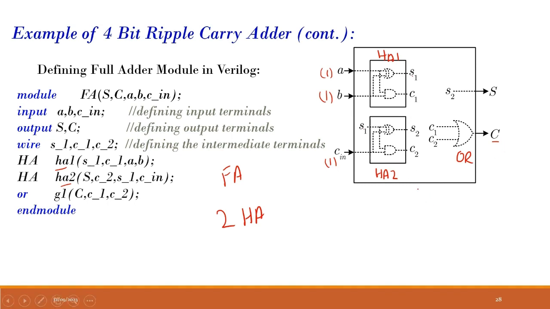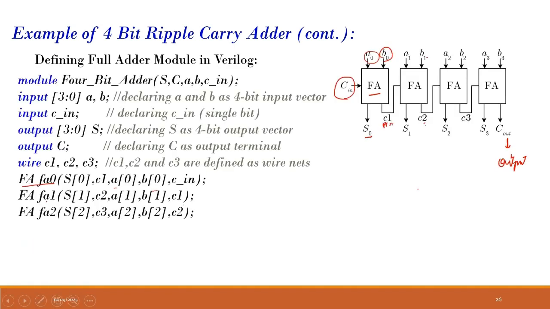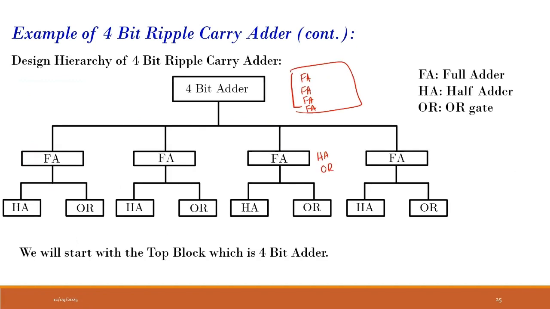So if you remember in that block which we had here, my full adder will have two half adders and one OR gate. My 4-bit adder has 4 full adders. Each full adder has two half adders and one OR gate. All right. Any queries in this? No.